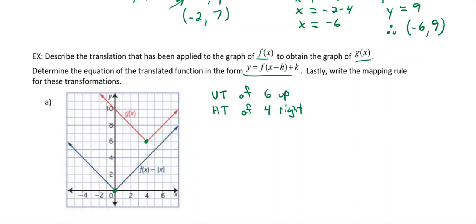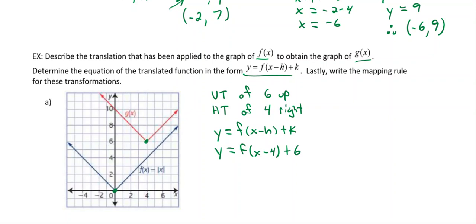Okay, so knowing that, let's just write out our equations. So if we started off with y is equal to f of x minus h plus k, we're just filling in the h and the k now, right? So y is equal to f of x, what should it be? If it was going to the right, plus or minus? Yeah, minus. So minus 4. And then plus or minus? Plus 6. Yeah, there you go. There's our equation.